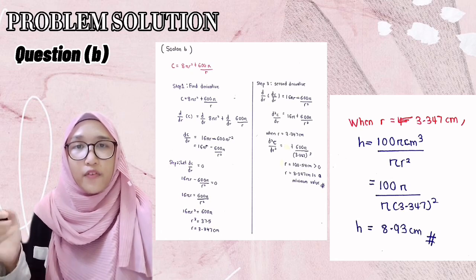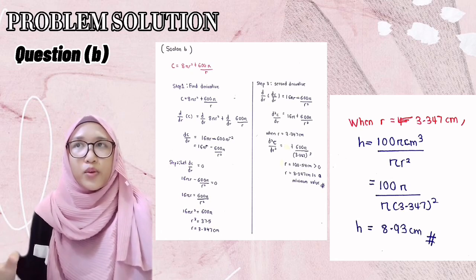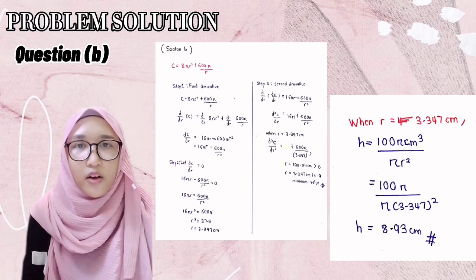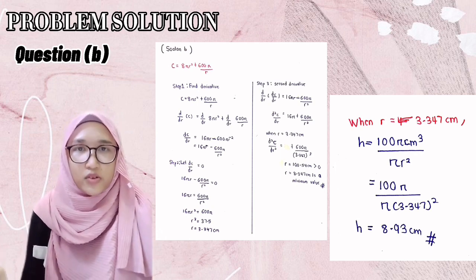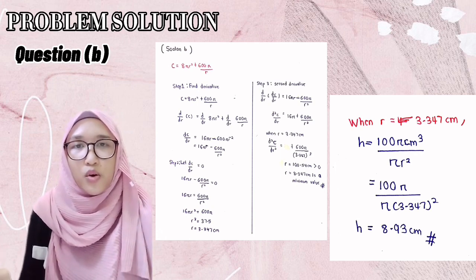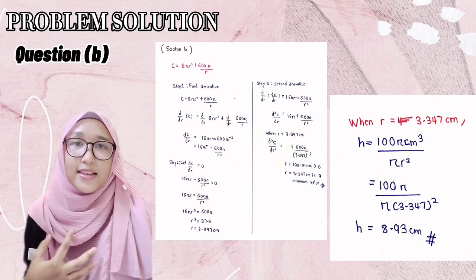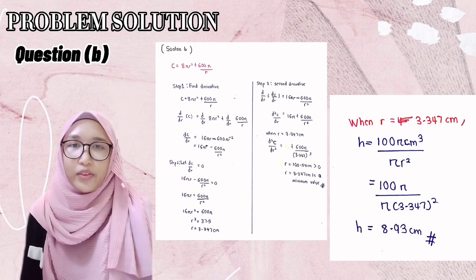and we will get 100.45 cm. So we know that 100.54 cm is greater than 0. So the r value is a minimum value.